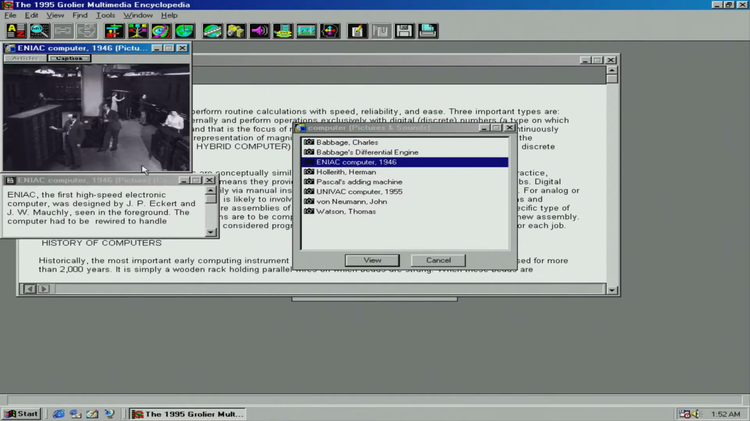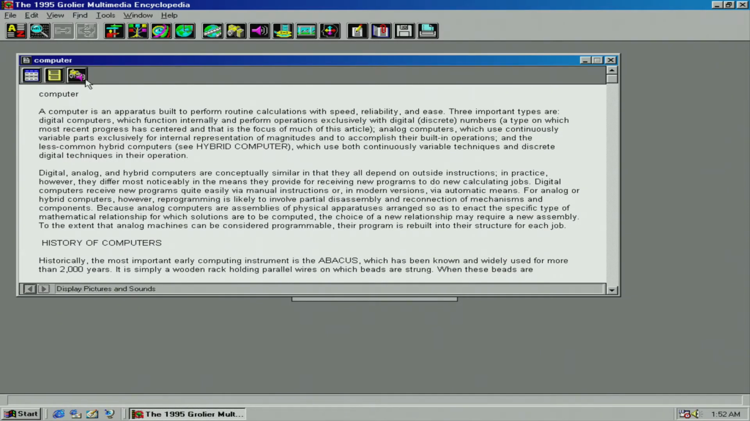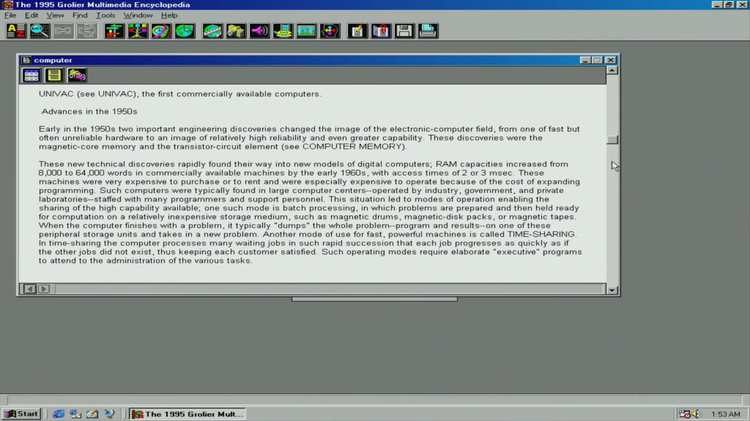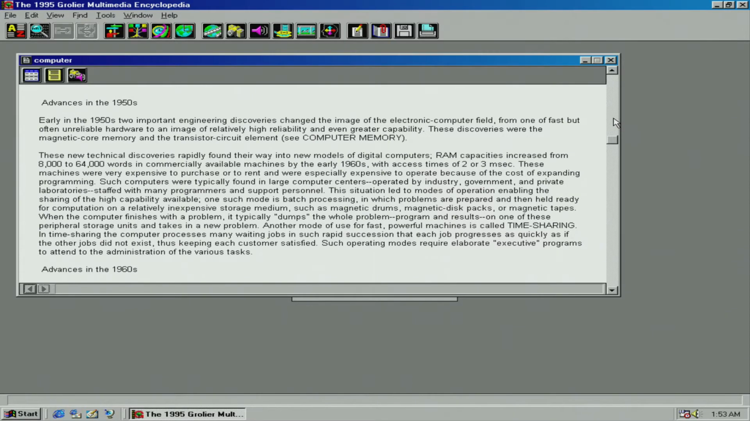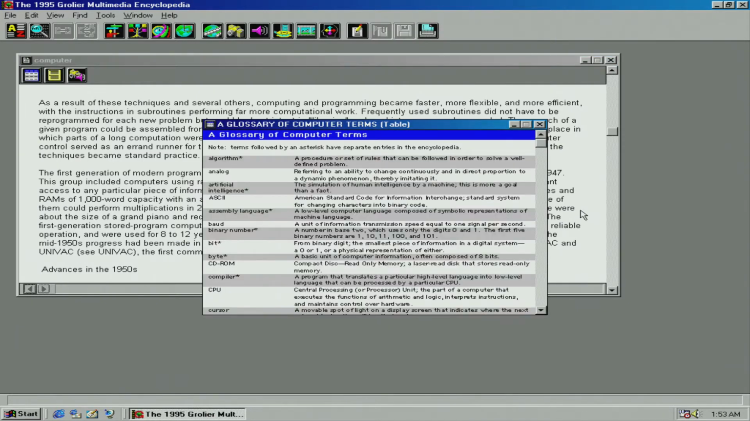ENIAC computer. Okay. 1995 was, I guess, the modern period, so it's not very lacking. If you go back to looking at encyclopedias in the 1970s or something, I guess the types of computers you would see would be very large computers using tape drives or something. I think there's also videos too. No, that's not a video.